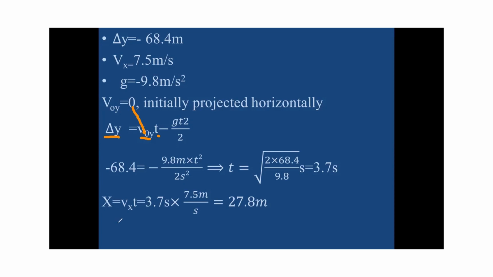And in the horizontal direction, the displacement is the horizontal velocity times t, which is 3.7 seconds times the horizontal velocity 7.5 meters per second. This is the horizontal displacement or the range, which is 27.8 meters. This is the horizontal velocity, and this is the time taken. The time in the horizontal direction is the same as the time in the vertical direction, and the horizontal component of the velocity is constant.